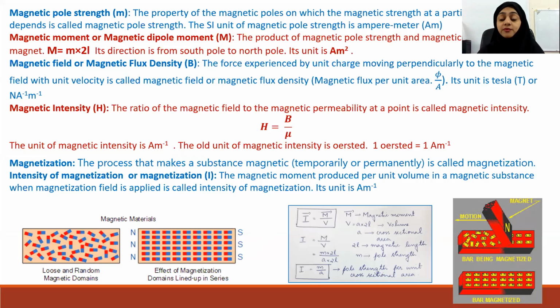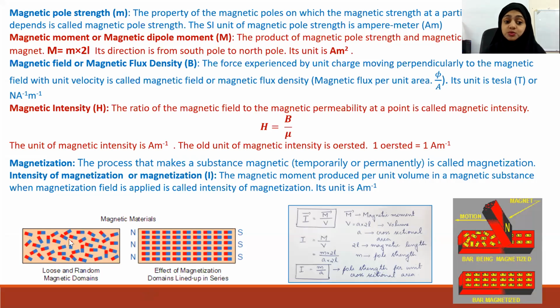So before we bring that material near to a magnetic field, inside that all the small atoms are randomly oriented, and therefore there is no net magnetic field. It will not act as a magnet. But once we bring that near to a bar magnet or in a magnetic field, what happens?